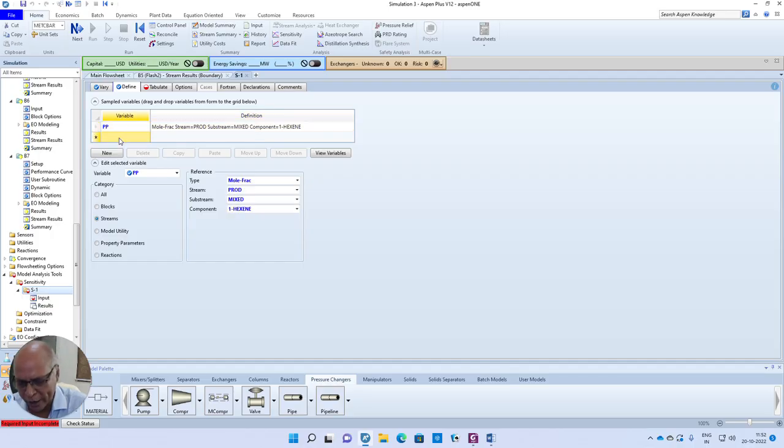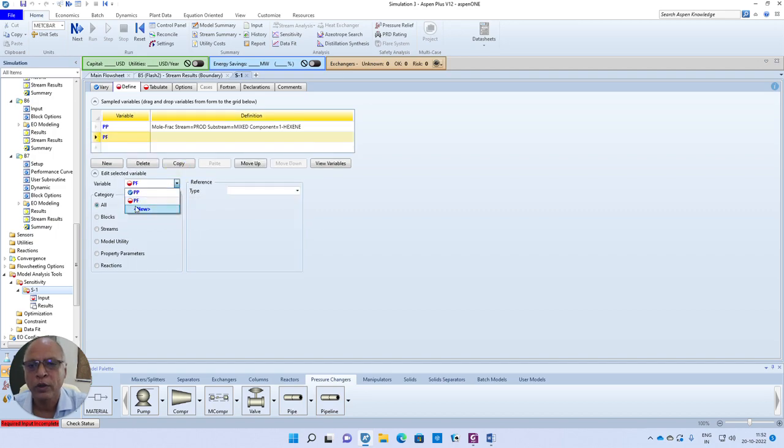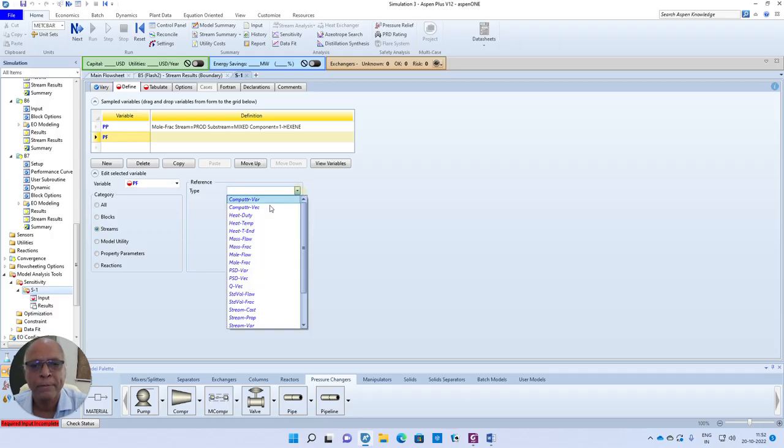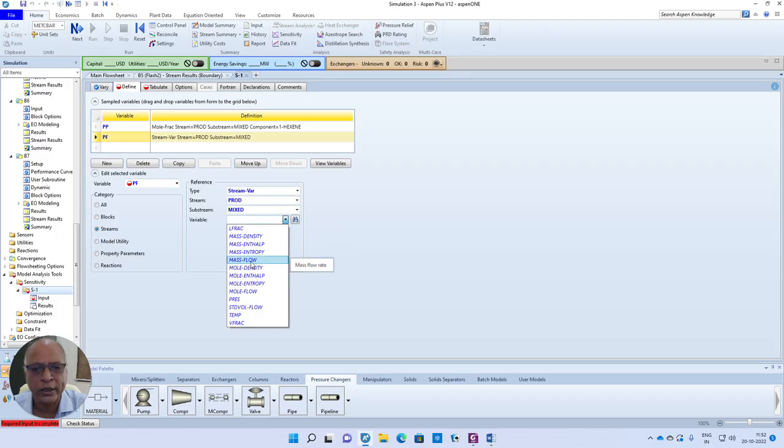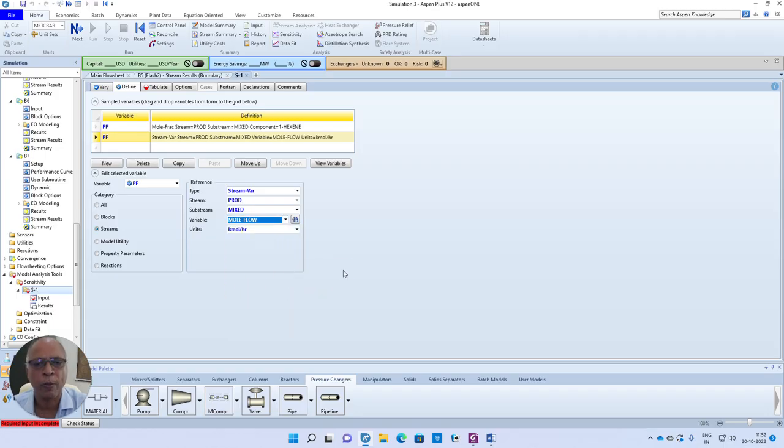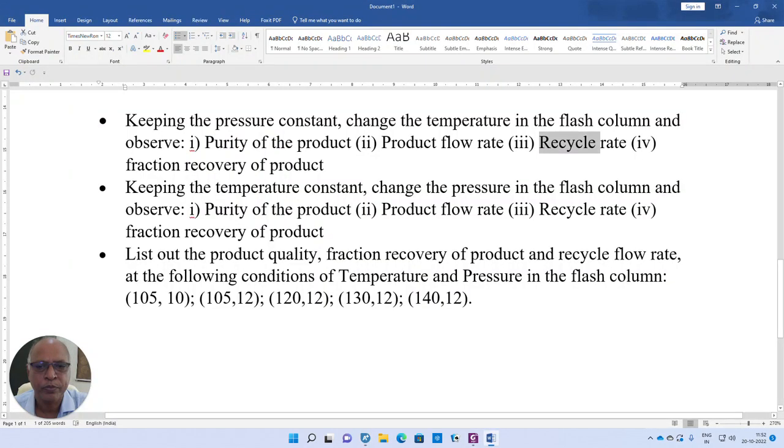Similarly, we would like to find out what the product flow is. That is also one variable. What is happening to the product flow, right? So this is also a stream variable, stream mole flow. Now, if you are looking at the total flow, you need to go to stream variable, then select the stream, which is the product, and the flow we are interested in is maybe mass flow or mole flow. So this is the second.